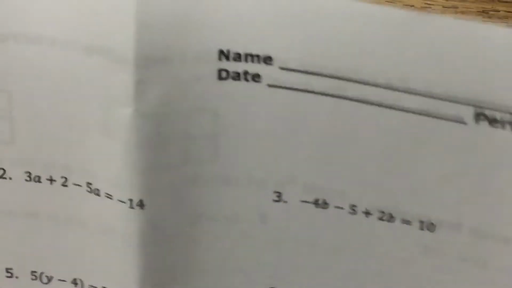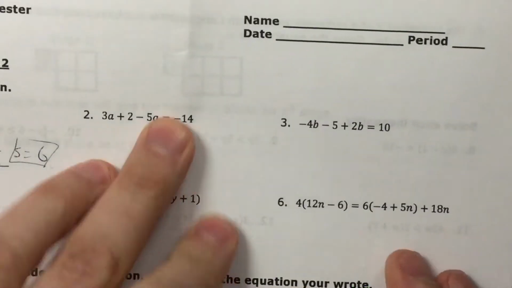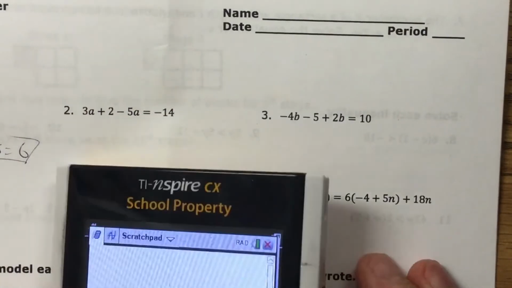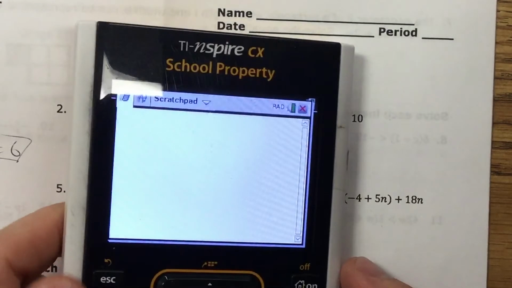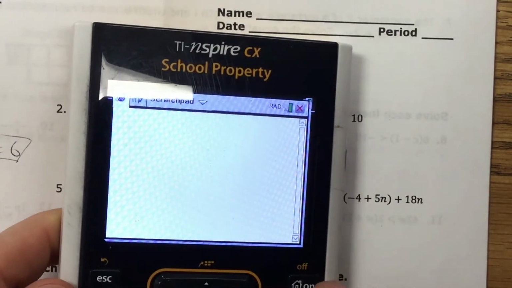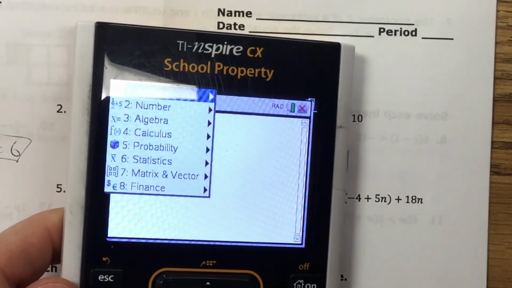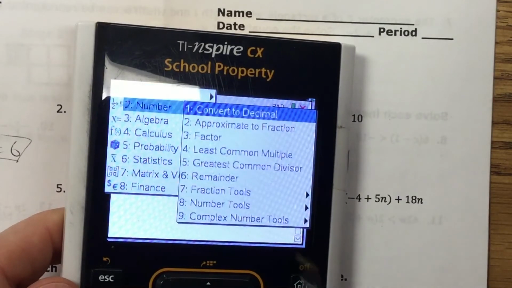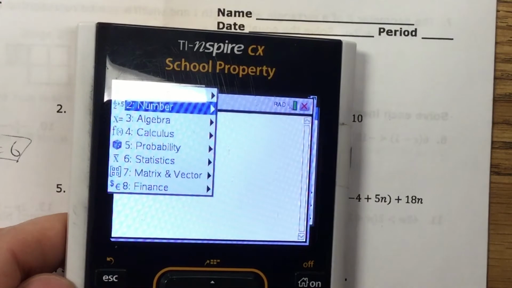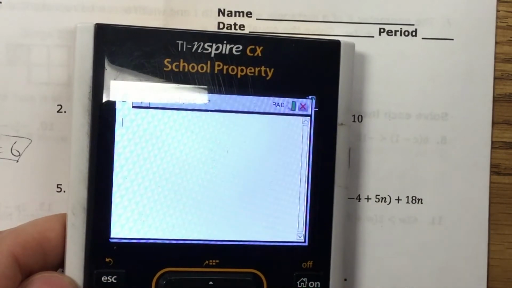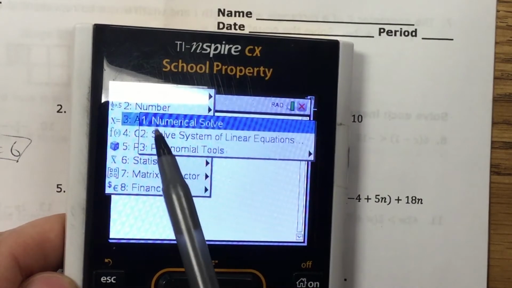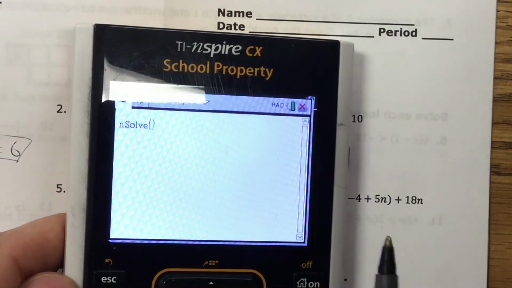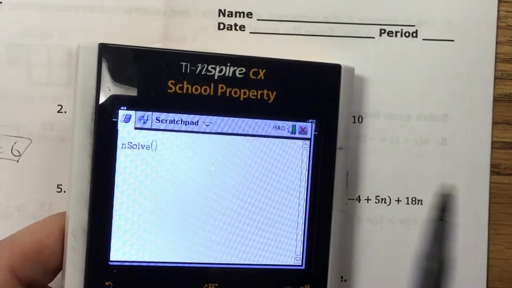Actually, what I might do, let's pick a different problem and let's do it with n-solve, okay? And then I'll do it by hand really quickly, just so you have it both ways. So I'm going to go ahead and go to menu, 2, and then let's see, maybe it's not 2. Oh, you know it's not 2. Menu, 3, 1, numerical solve. Menu 3, 1. Sorry, I always hunt around in the menus to find the right thing.